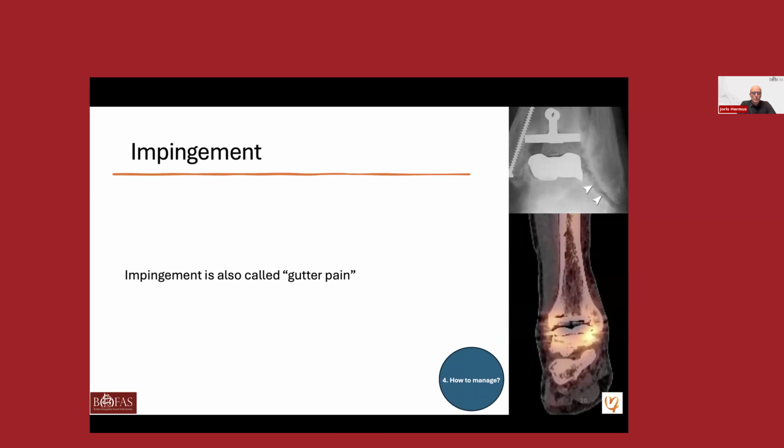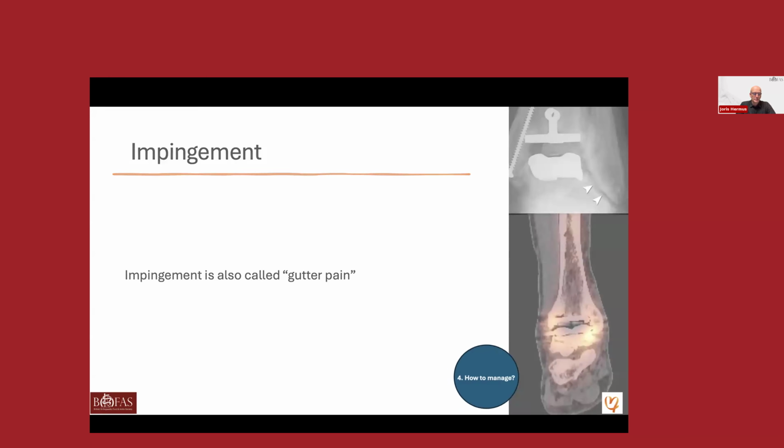So impingement was one of the most common complications we found in our meta-analysis. Impingement is nothing more than pain in one of the gutters, caused by friction, most of the time on the medial side.